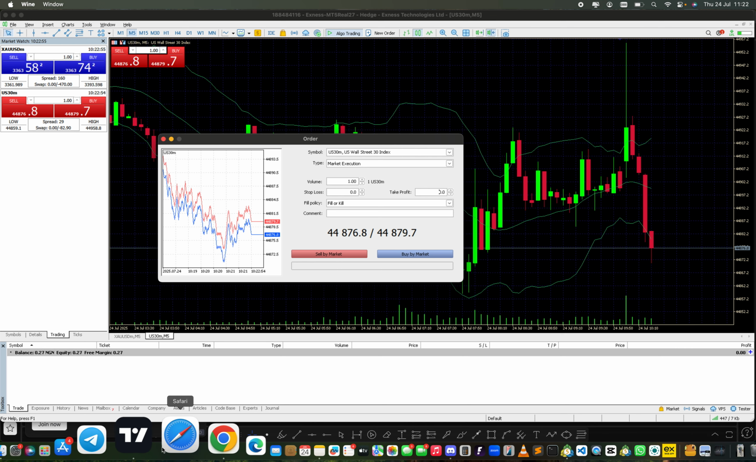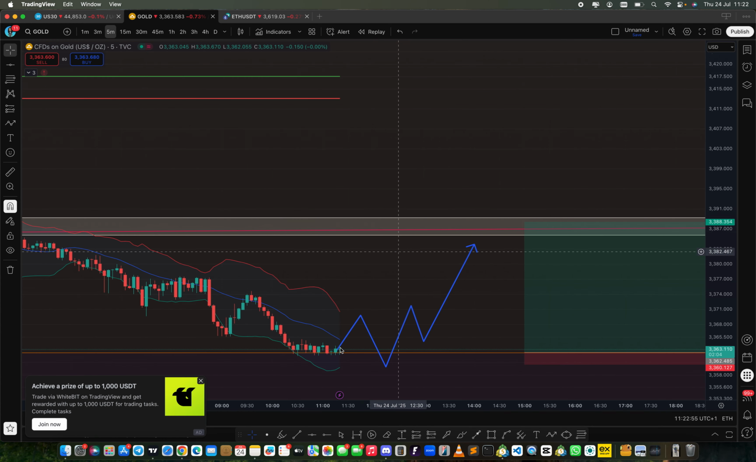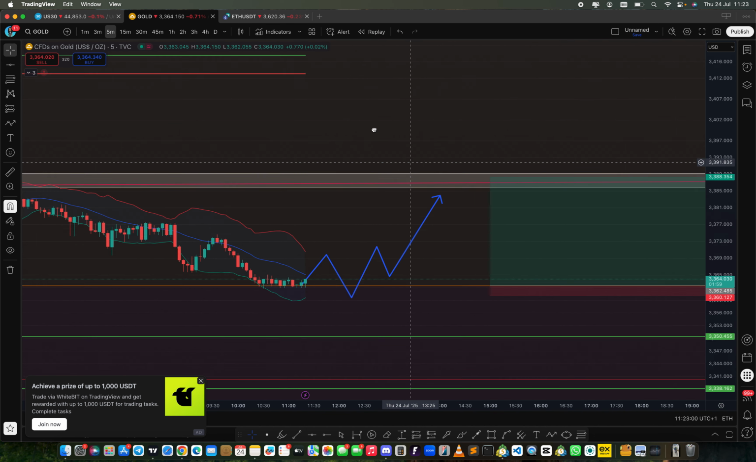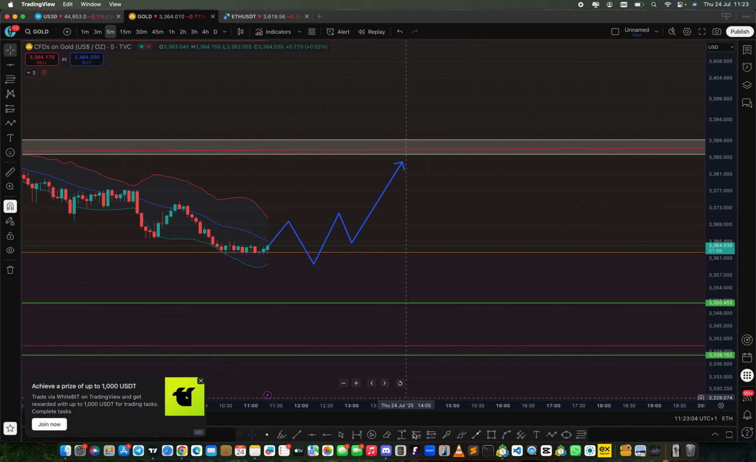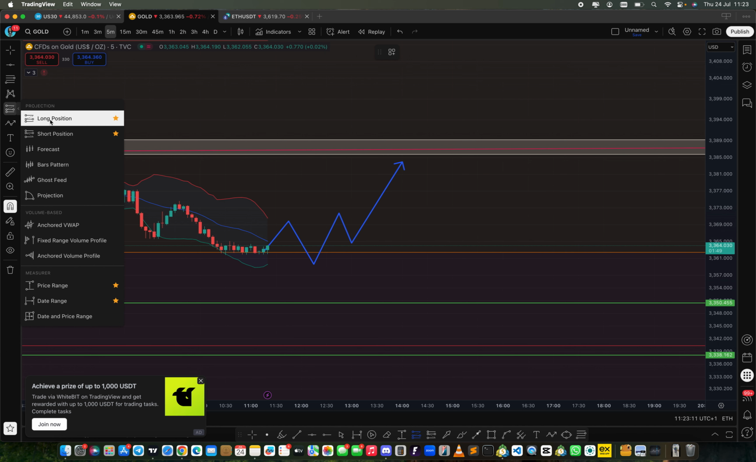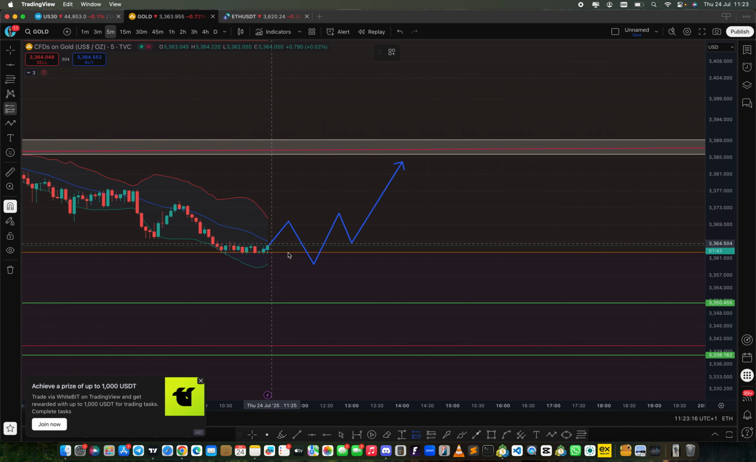So now let's go and analyze the market. Let's say this is our market. I use my tool called short. This is called long. This is where you go get it, inside here on TradingView. You can only get it on TradingView. So this is called the long position. You take your long position tool, then start from your entry point.